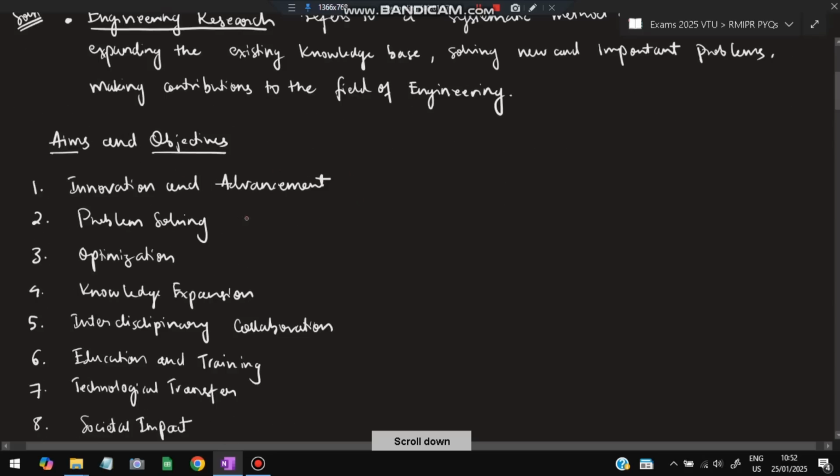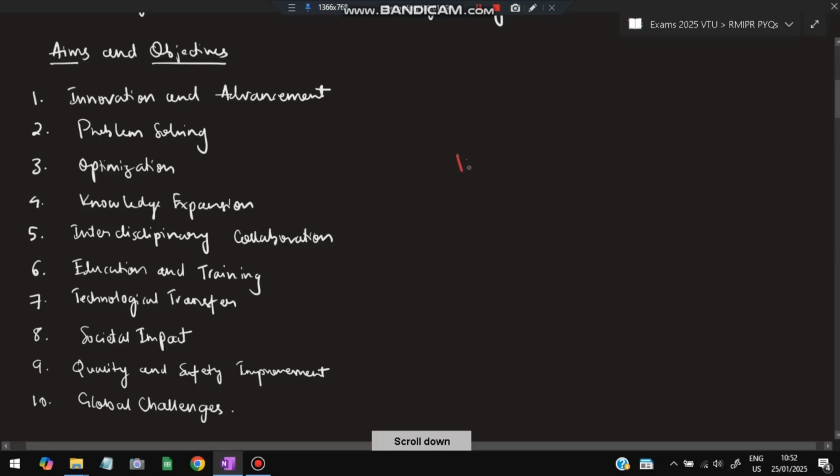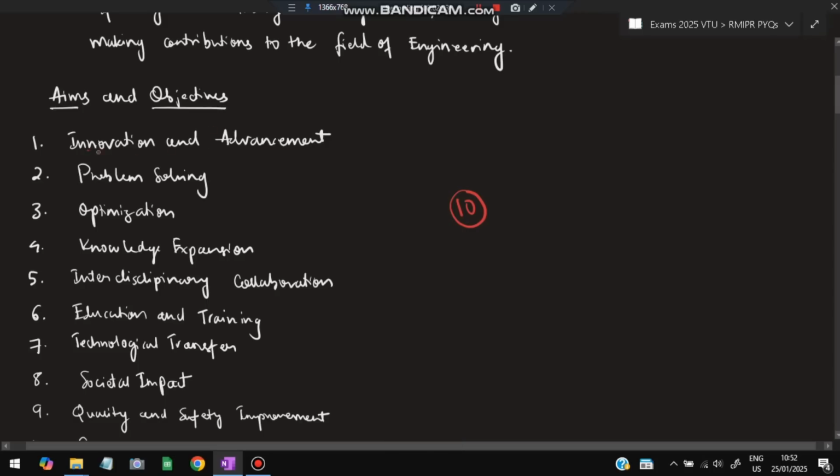So what are the aims and objectives? There are totally 10 aims and objectives. I'll be telling you how to memorize each of them, okay. So first is innovation and advancement, okay. Innovation and advancement means what? You are pushing the boundaries of knowledge and technology, okay. How much knowledge and technology we have now, we are trying to innovate something. We are thinking out of the box and putting new things inside that, okay, so that we'll get better solutions. That is what is called innovation, and by innovation we will be advancing, okay. This is the same thing you need to mention also, okay.